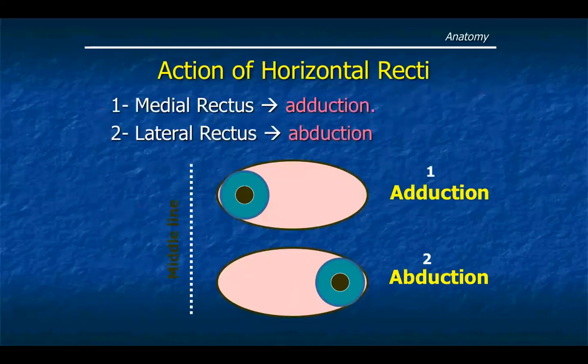Action. The horizontal rectus muscles, the medial rectus and the lateral rectus, course straight from back to front to reach their insertion with no obliquity or any angle between them and the visual axis. They only have one action each. So the medial rectus, which is located nasally, when it contracts, will adduct the globe. The lateral rectus will abduct the globe.